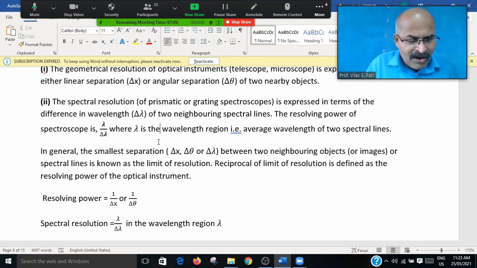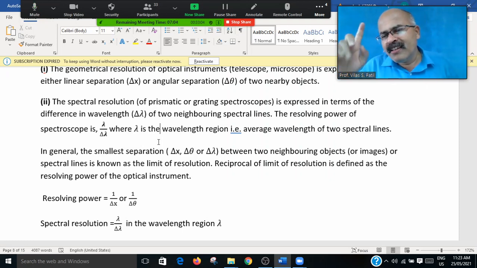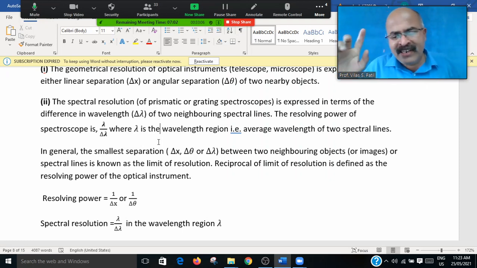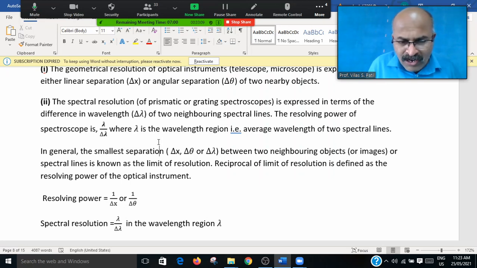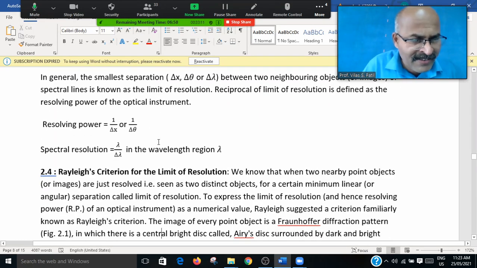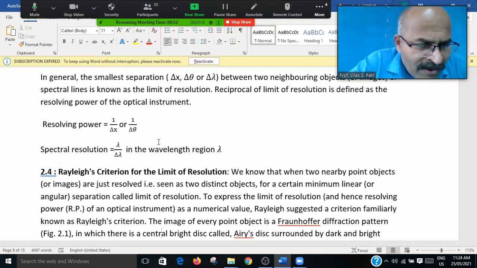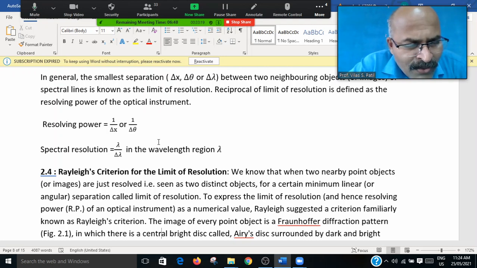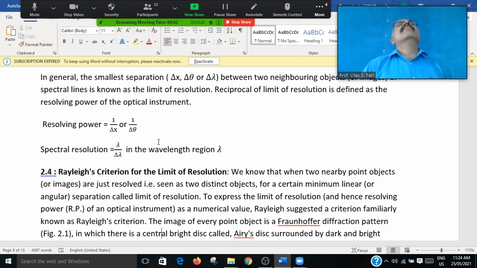The spectral line separation is known as the limit of resolution. That is, that spectral line separation will be known as the limit of resolution, and the reciprocal of the limit of resolution is defined as the resolving power of the optical instrument. That is, the resolving power is 1 upon delta x or 1 upon delta theta.